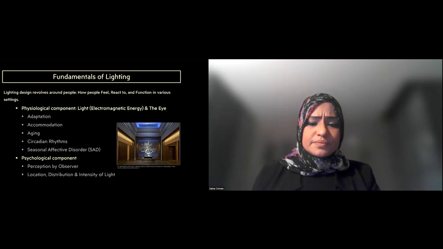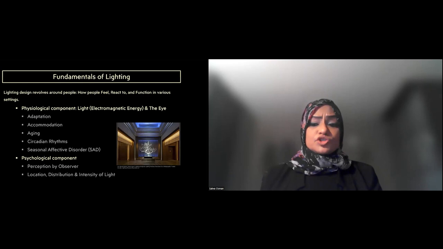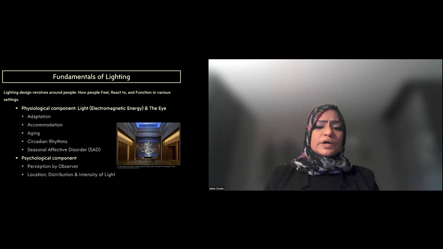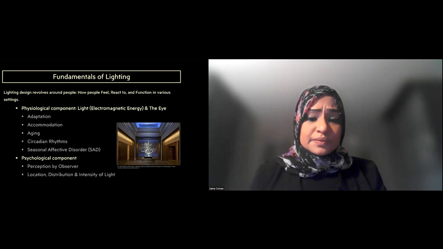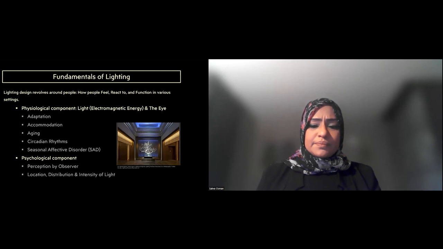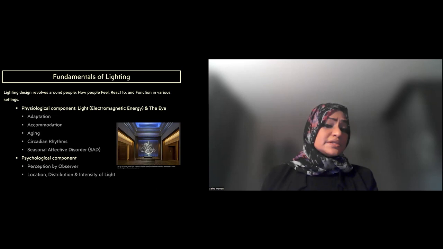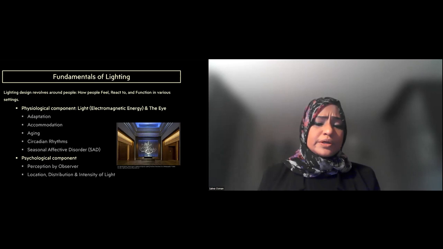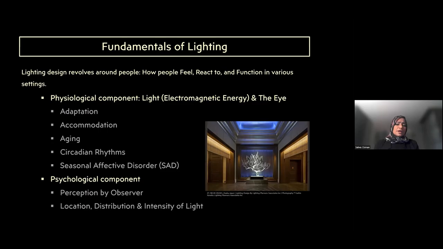The other component is location, distribution, and intensity of light. So when you enter a room, where does the designer want you to focus? And how do they address your peripheral vision? You can look at this photo, for example. You're immediately focused on the art element in the center of the photo, because it's the focal point of this image. And on the periphery, we have these accented elements, which frame the periphery of the room. There are basically multiple layers of light that comprise this composition.